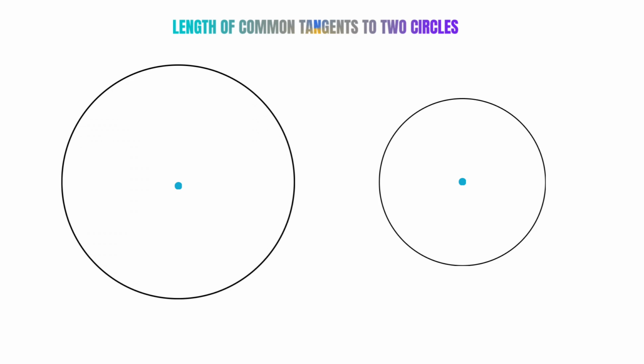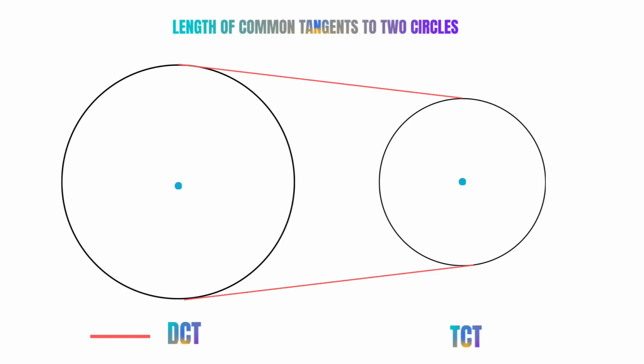So first, let's look at types of common tangents. 1. Direct common tangent, DCT: a straight line that touches the circles in such a way that the circles lie on the same side of it. 2. Transverse common tangent, TCT: a straight line that touches the circles in such a way that the circles lie on opposite sides of it.